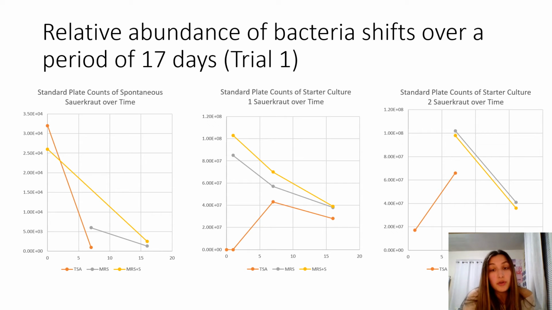The results shown were difficult to interpret as the bacterial counts fluctuated over a period of 17 days. The relative abundance of these samples generally seemed to decrease over time, however, the results were inconclusive.